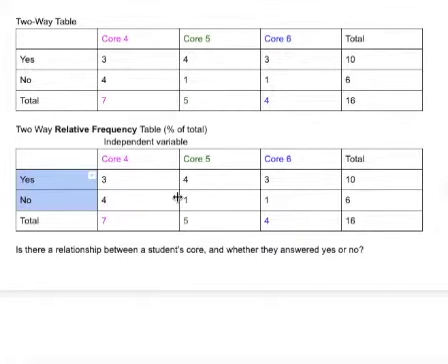So we are going to go ahead and get rid of one of our total columns. If I'm looking at my independent variable as core, I'm going to keep that total, and I'm going to end up getting rid of this whole column over here. I'm just going to put a strike through.